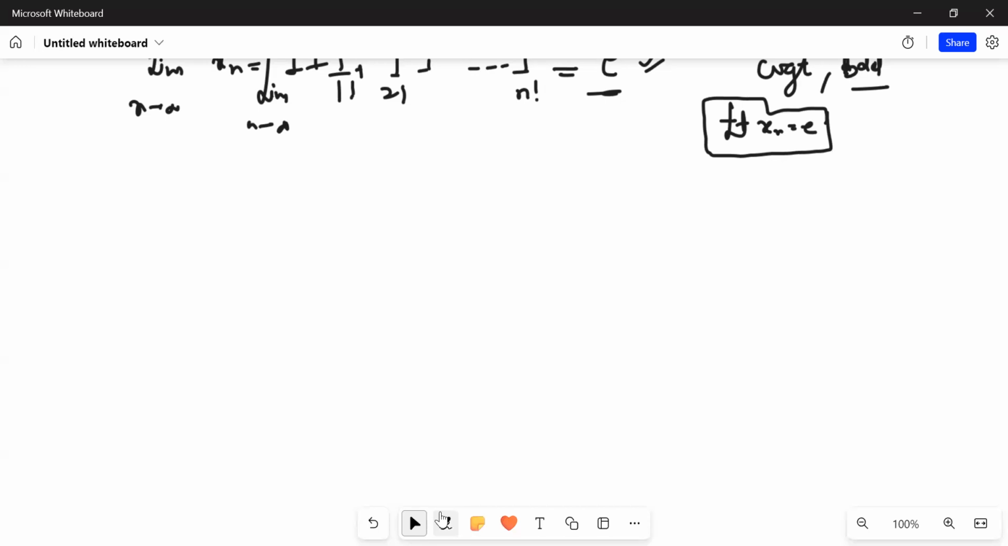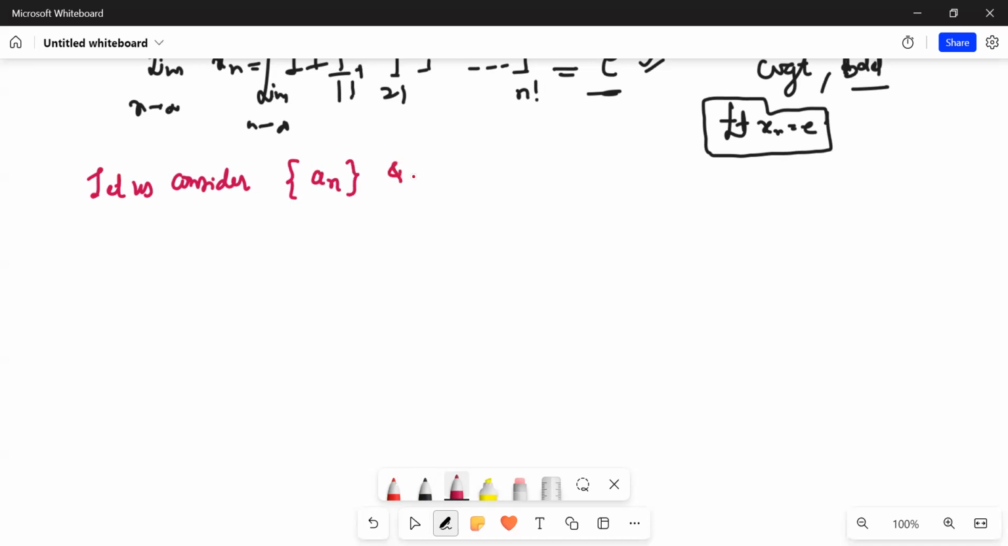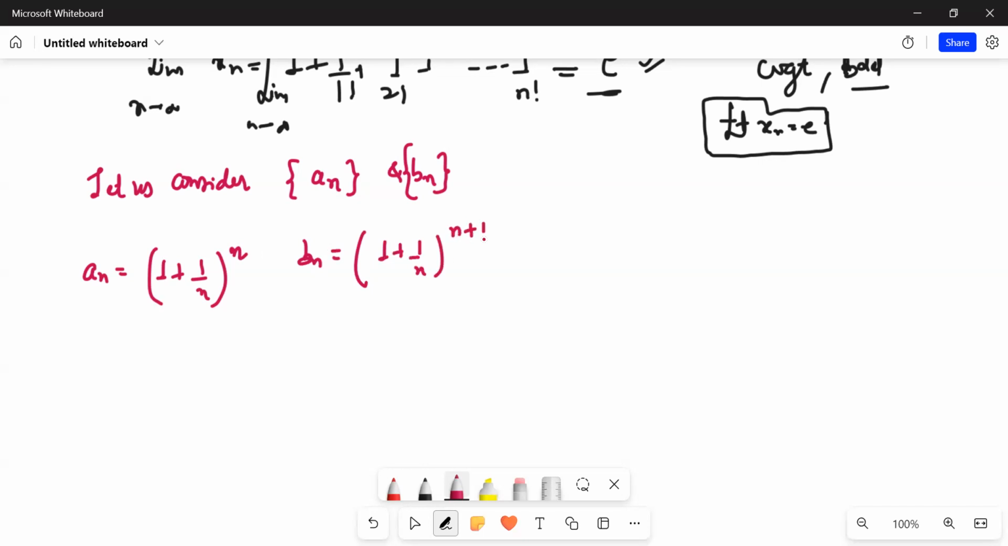Okay, so let us consider two sequences, let's say an and bn. Let us say that an is defined as (1 plus 1 over n) raised to power n, and bn is given by (1 plus 1 upon n) raised to power n plus 1.